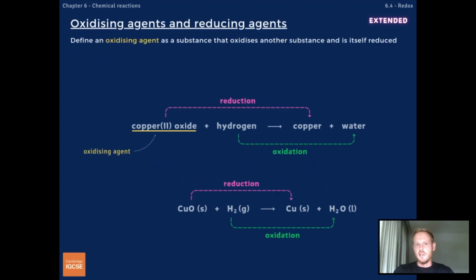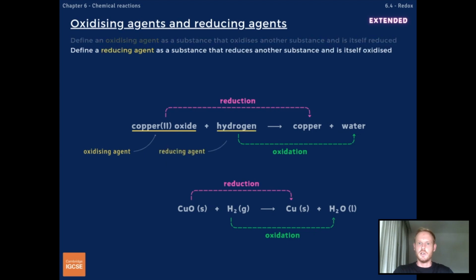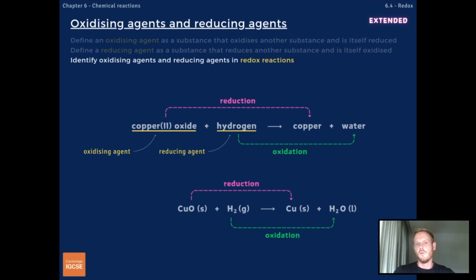An oxidizing agent is a substance that oxidizes another substance and becomes reduced in the process. A reducing agent is a substance that reduces another substance and becomes oxidized in the process. In the context of oxygen transfer, in this example, copper-2 oxide is the oxidizing agent because it oxidizes hydrogen, that is, it gives away its oxygen to hydrogen, and is itself reduced. The reducing agent is hydrogen because it reduces the copper-2 oxide by taking its oxygen and is itself oxidized.